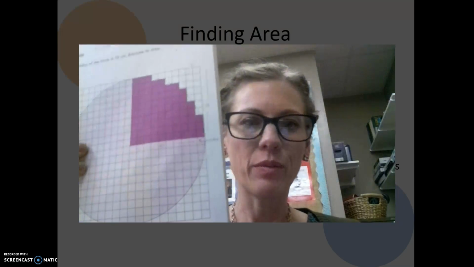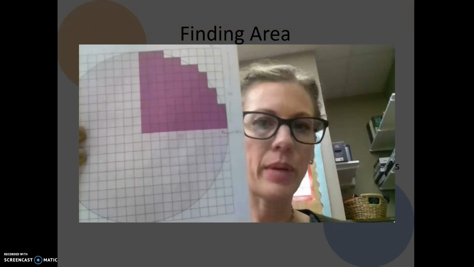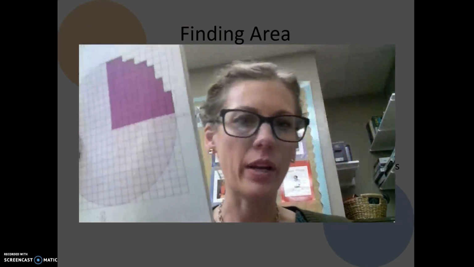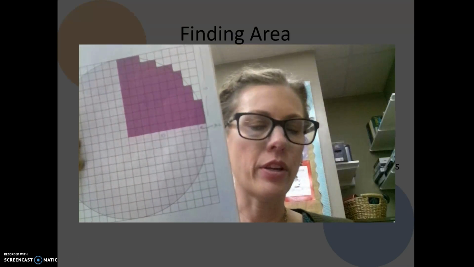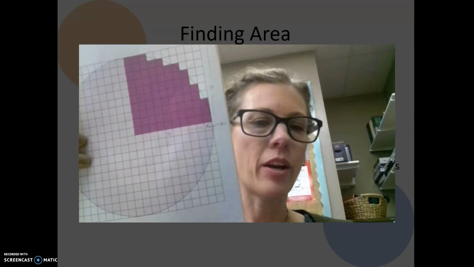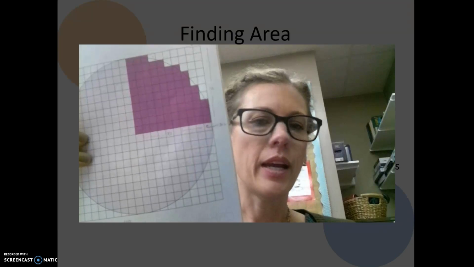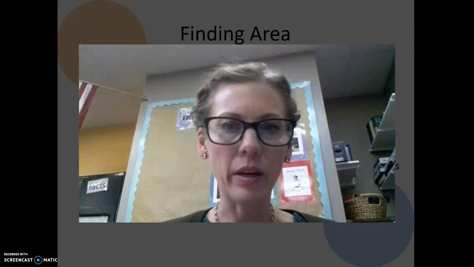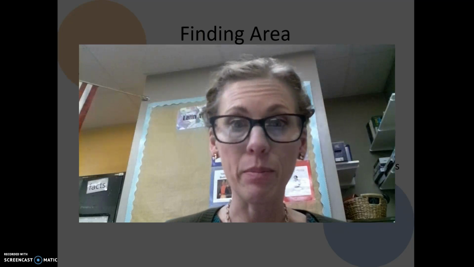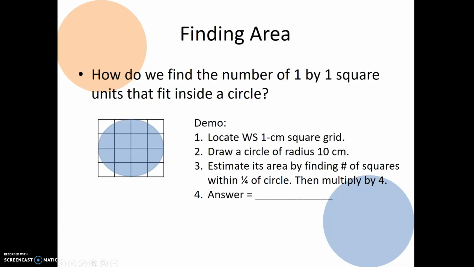So I'm on your textbook on page 31. You've come up with a circle that looks somewhat like this, and you're going to section it off into quarters, count how many squares are in 1 quarter, and then multiply it by 4. Pause the video and then come back and check.